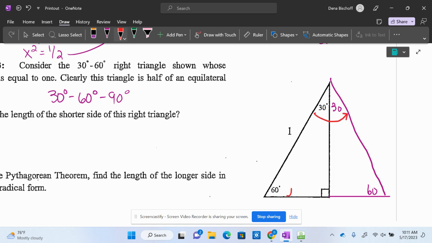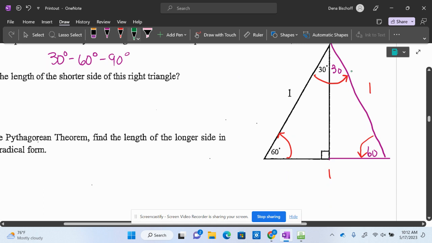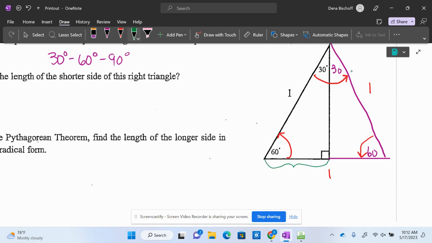Well, all of the angles, all of the interior angles have a measure of 60 degrees, and all of the sides are the same. Okay, very cool. So if all of the sides are the same, and I take that equilateral triangle and I cut it in half, which is what I started with, what is this measure?